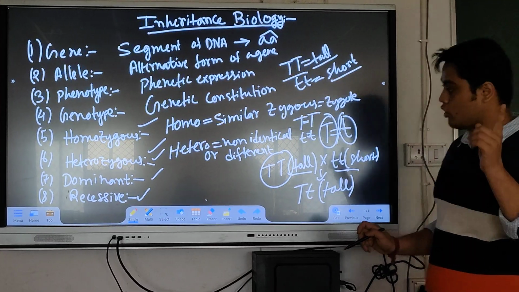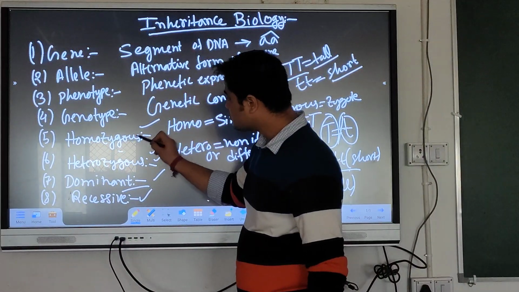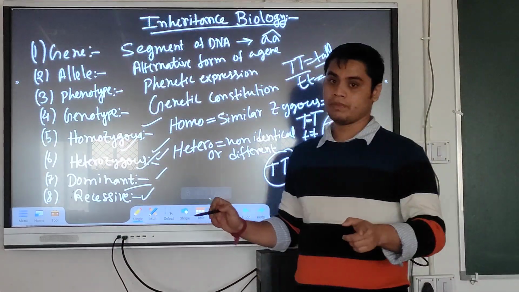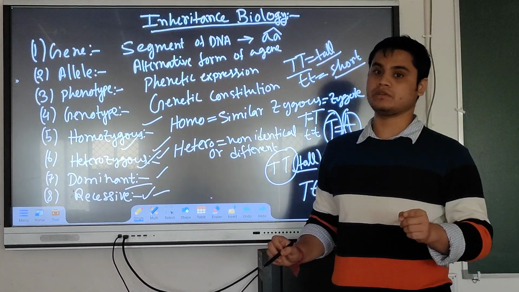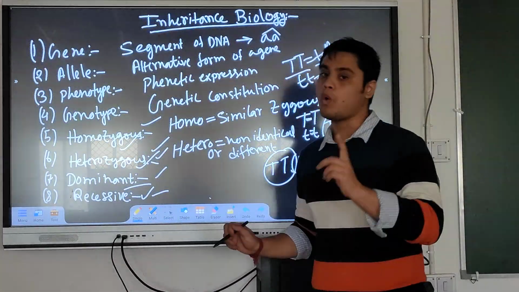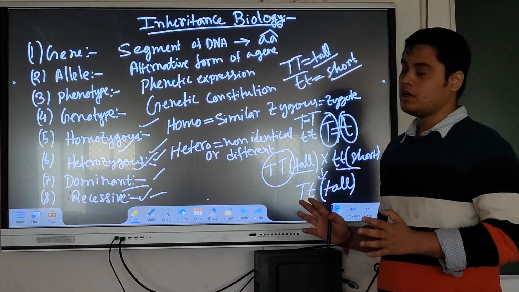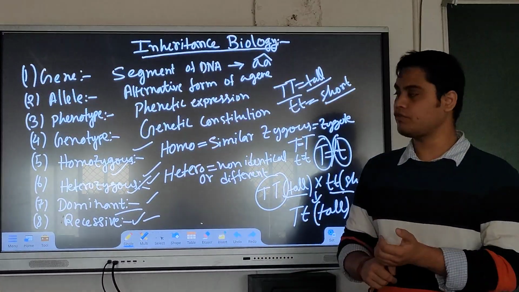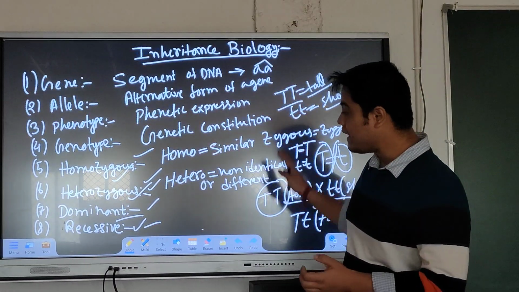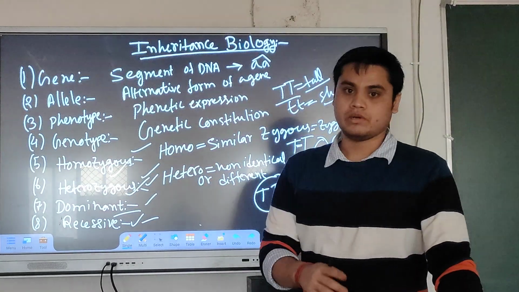And another thing always remember, the dominant gene can express in both homozygous as well as heterozygous conditions. But the recessive gene is never expressed in the heterozygous condition. It can only express in the homozygous condition. So these are the basic things of inheritance. Before we start the hardcore inheritance biology, we need knowledge about these 8 topics because these are the 8 pillars of inheritance biology. Got it?